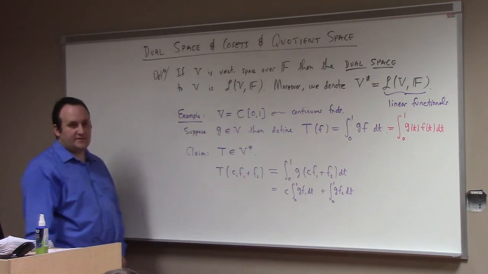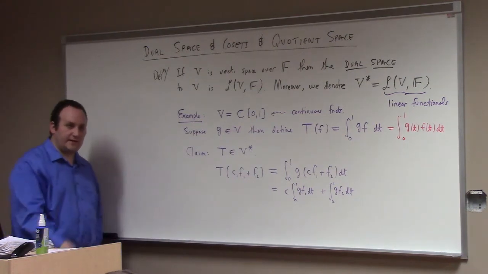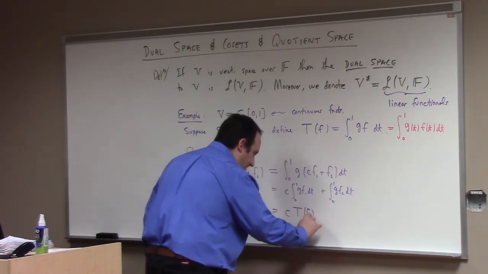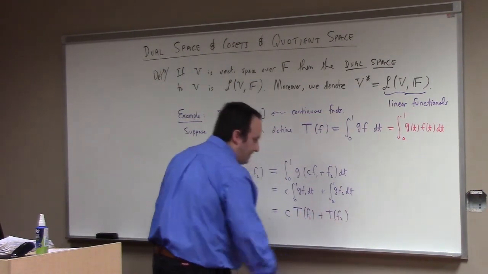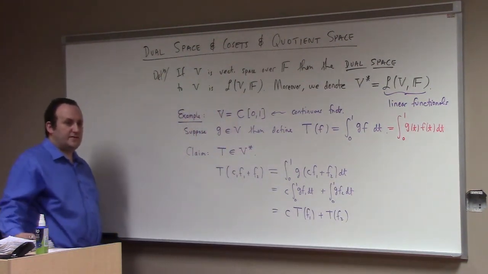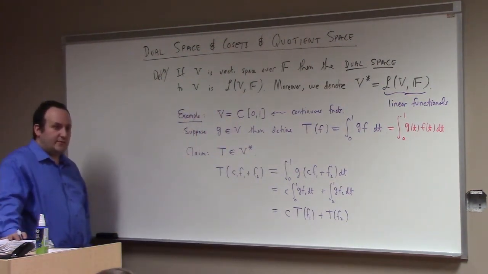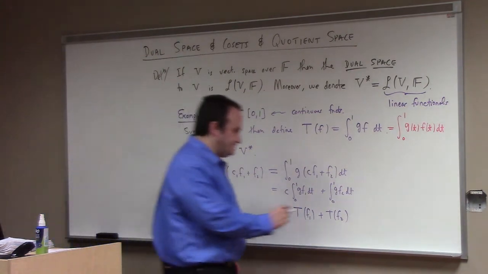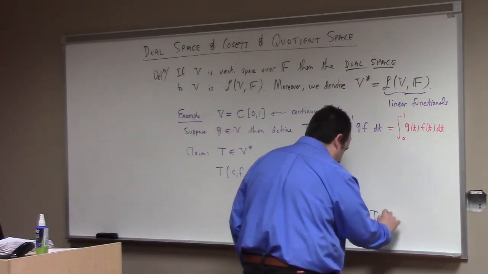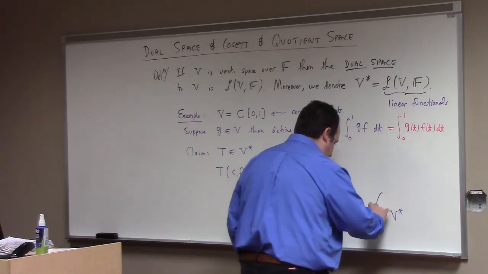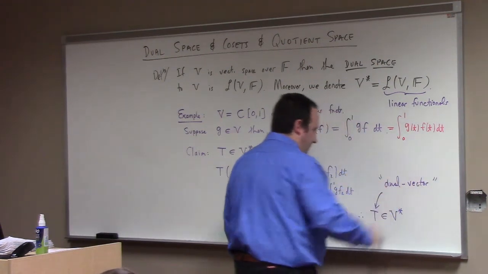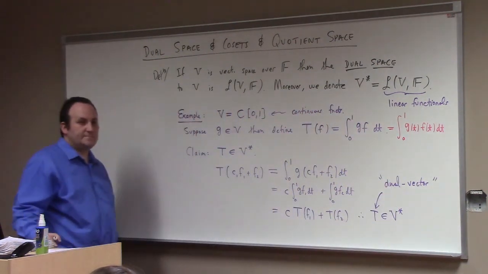So just using properties of definite integration of continuous functions, calculus 1, right? There it is. That's c T of f1 plus T of f2. So that calculation, of course, will supply additivity and homogeneity for my T. So this T, this transformation, is in fact what's called a dual vector. So this T is also known as a dual vector. Vectors in the dual space are called dual vectors.